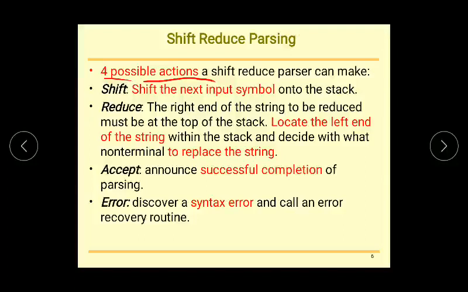So first action is shift. That is, we have to shift the next input symbol onto the stack. Second one is reduce. That is, here we have to check whether a right hand side of the string can be reduced into left hand side. So first what we have to do is we have to locate the left end of the string within the stack and decide with what non-terminal to replace the string. Suppose for example we have the production F gives id. So if the input is id, then id can be reduced to F.